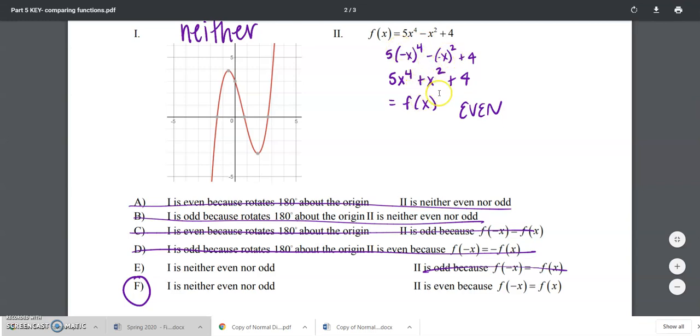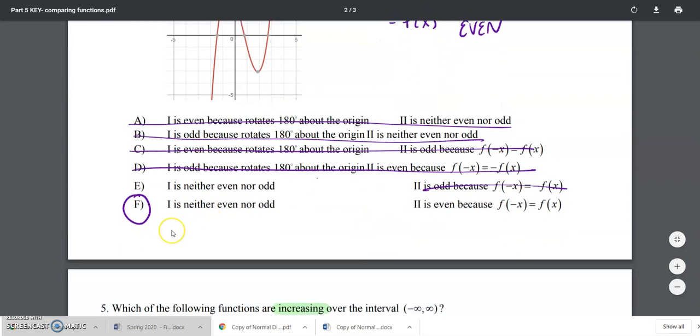But when you plug in negative x, you still have f of x, which is your original function. So this makes this even. So your answer is: function 1 is neither even nor odd. Function 2 is even.